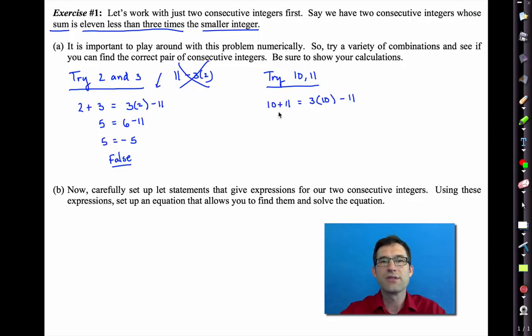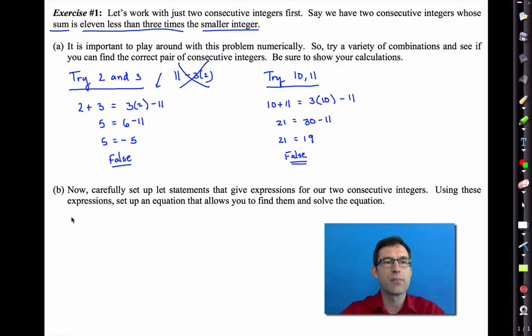Here's their sum, and here's 11 less than 3 times the smaller. Their sum is 21, and then we get 30 minus 11. 30 minus 11 is 19. That's close, it's actually relatively close, but it's still false. So 10, 11 isn't right. All right, let's do letter B.